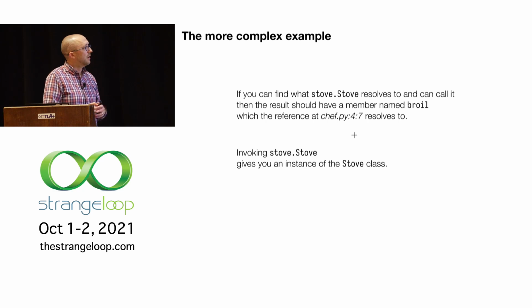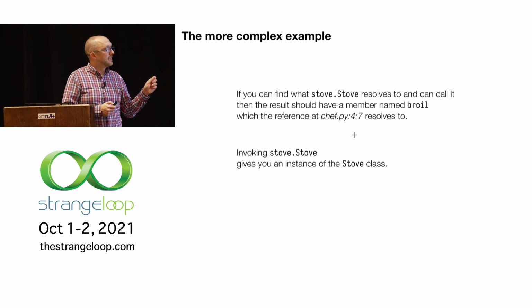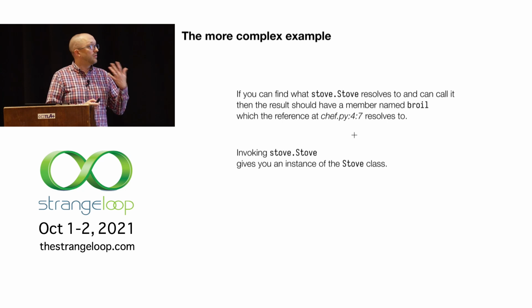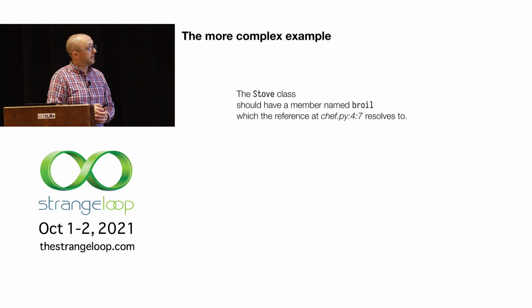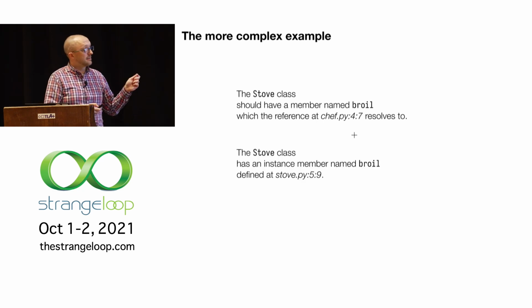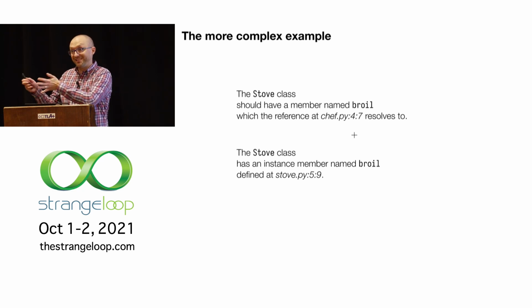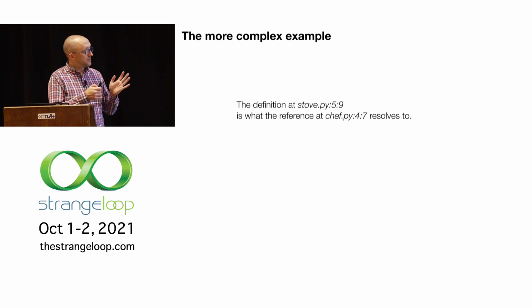The next fact that we're going to care about is that if you invoke stove.stove, what you get back is an instance of the stove class. So again, we can combine those together, substitute in, and so now what we have is the stove class needs to have that member named broil, and if you can find it, that's what the reference resolves to. And then our last fact is the one that says, well, it does. The stove class does have an instance member, and in particular, that instance member is this definition. And so combining those two together, you get the final fact, which is that the definition at stove.py 59 is what the reference resolves to.